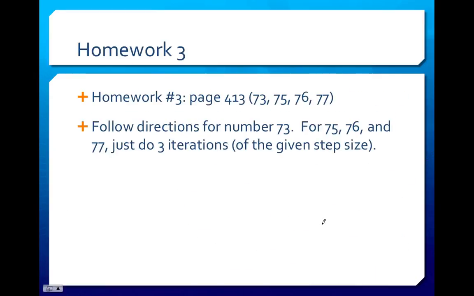Okay, that is it. Here is your homework assignment number 3, just 4 problems. For number 73, I want you to follow the actual directions. For number 75, 76, and 77, I just want you to do 3 iterations of the given step size. I think they ask you to do like 10, and that's ridiculous. Okay, you don't need to do this 10 times to get what you're doing. So you can stop after 3 iterations. Your answer won't match the back of the book, but it'll match what I give in class tomorrow. Okay, so I'm being kind here and just asking you to do 3 iterations.